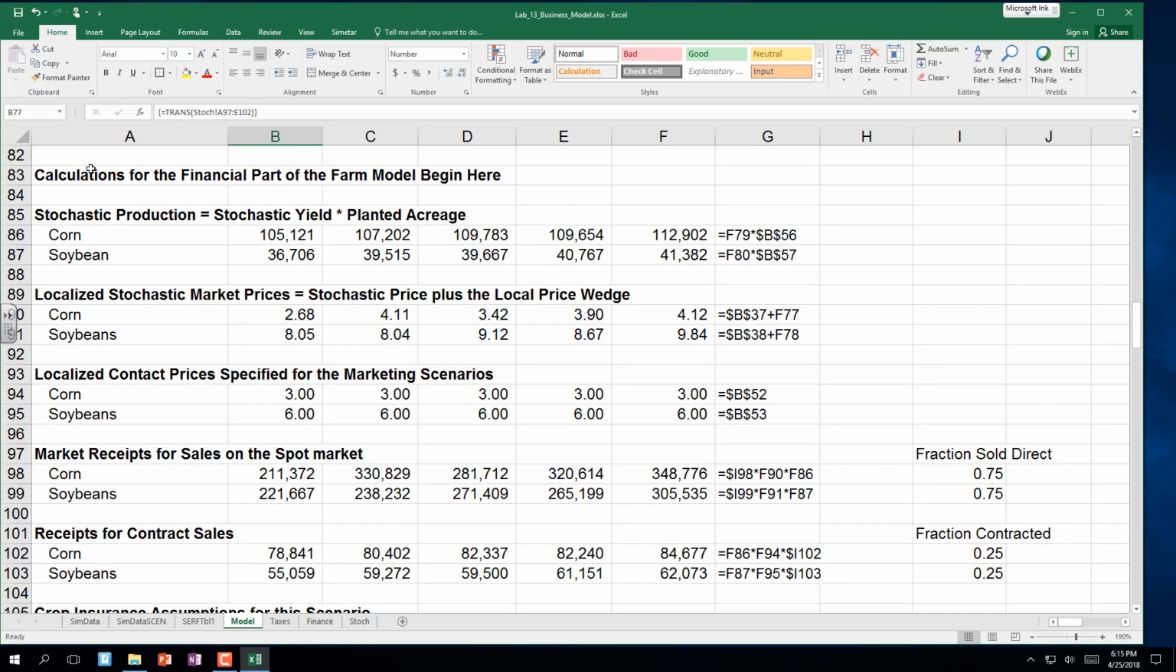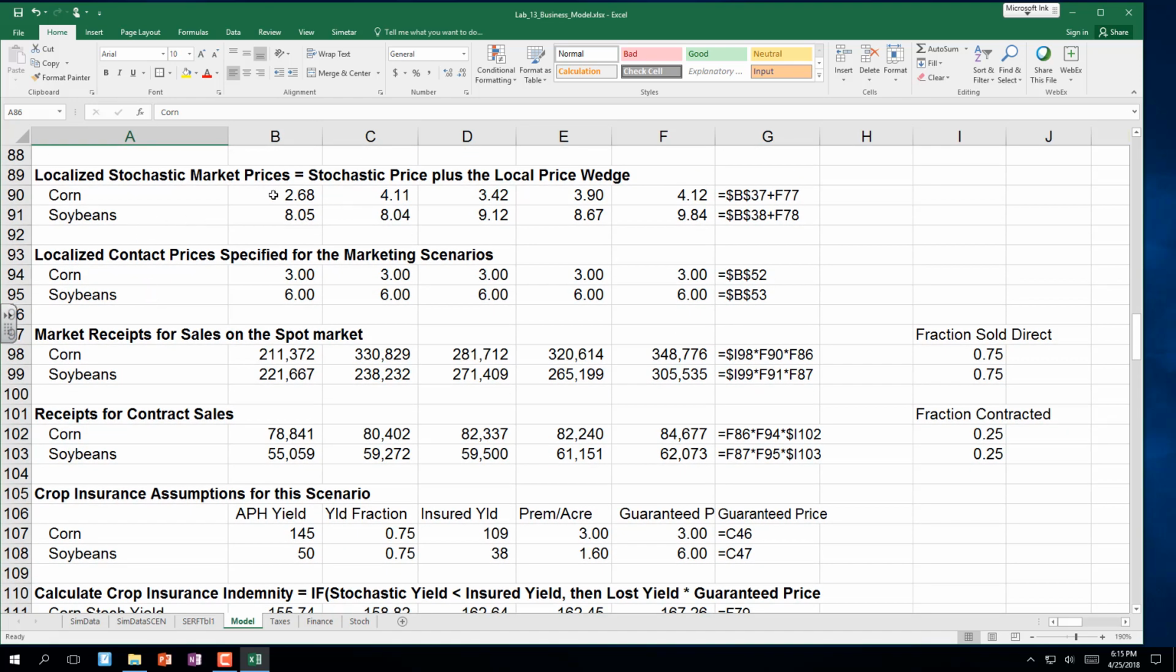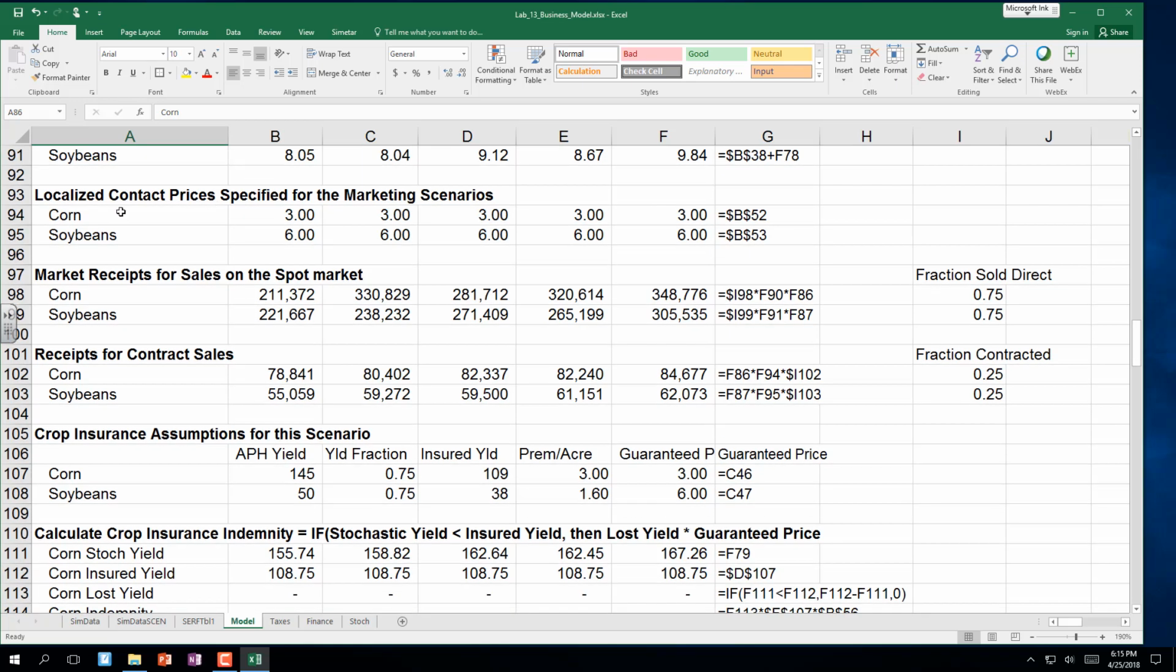Okay, so these are the calculations for the financial part of the model, okay? Stochastic production. Acres times yield. Stochastic prices. Stochastic price plus the local wedge. Okay. Localized contract prices specified from the marketing scenario. Now, remember I said up there that number was fixed every year. Okay. So I brought it down here. This is what I contracted to sell my crop for. It's $3 a bushel for corn every year, $6 a bushel for soybeans.